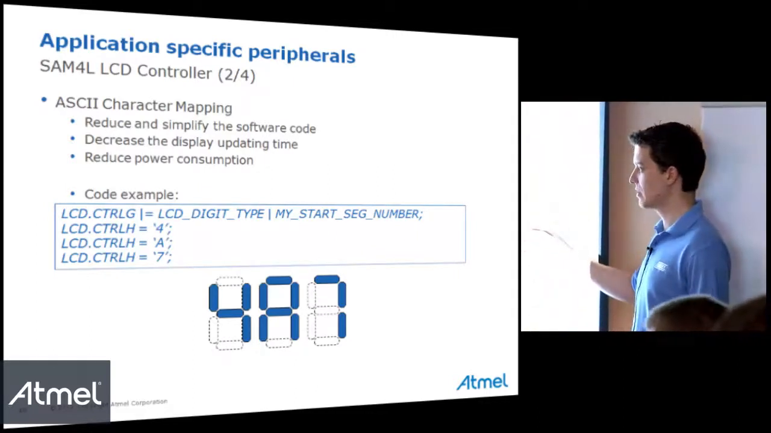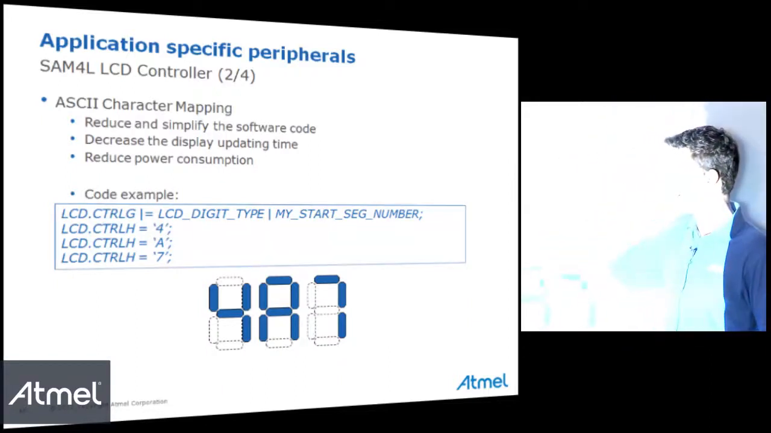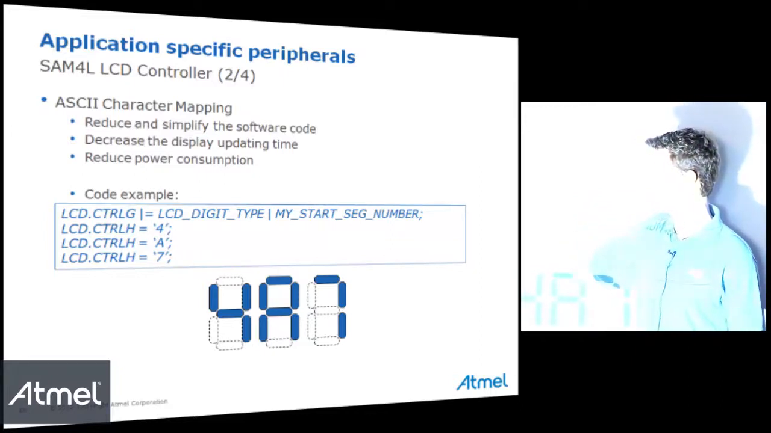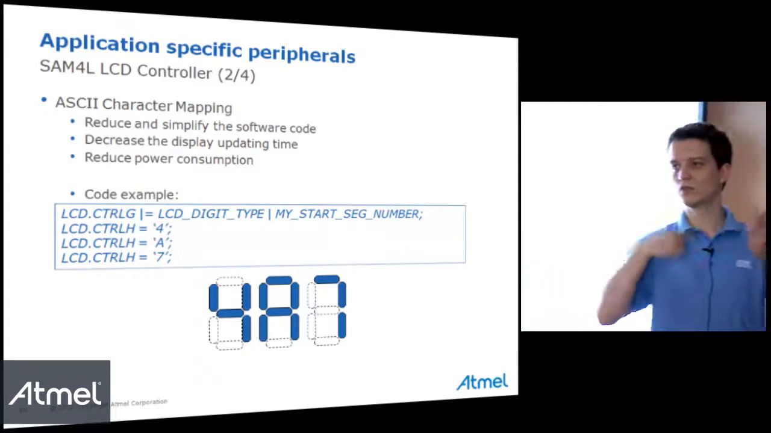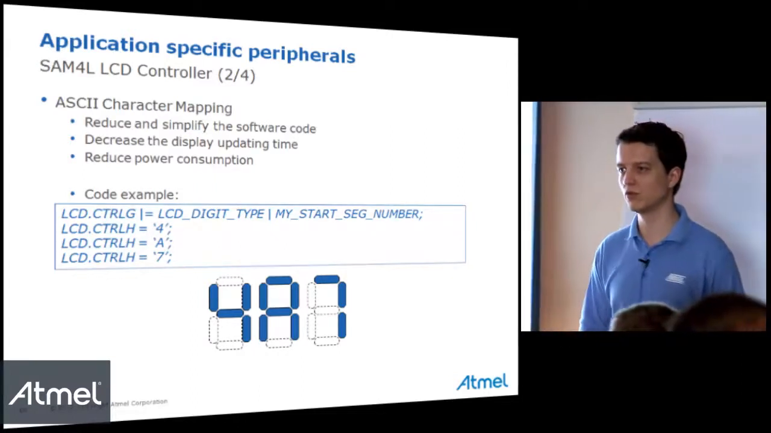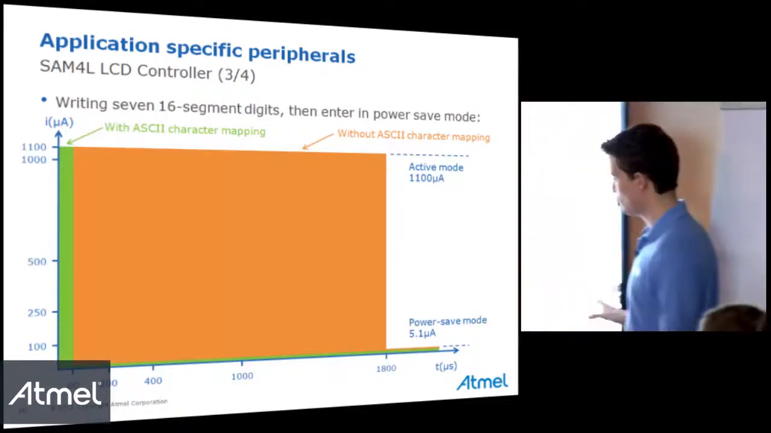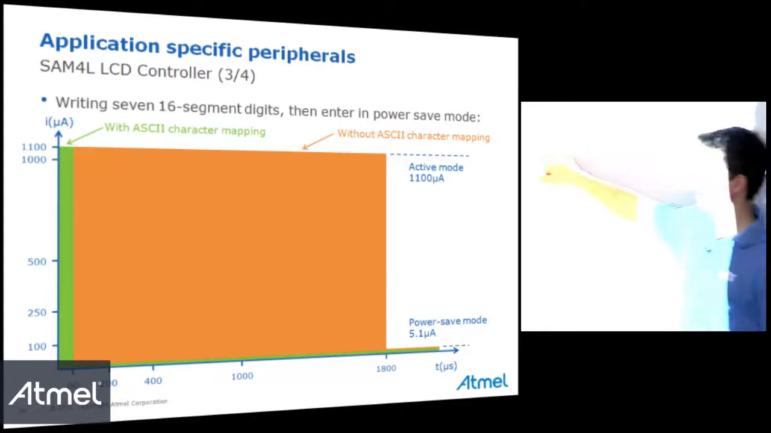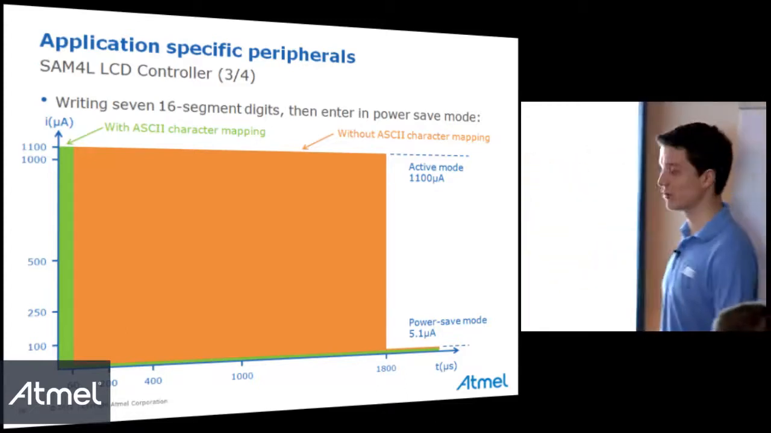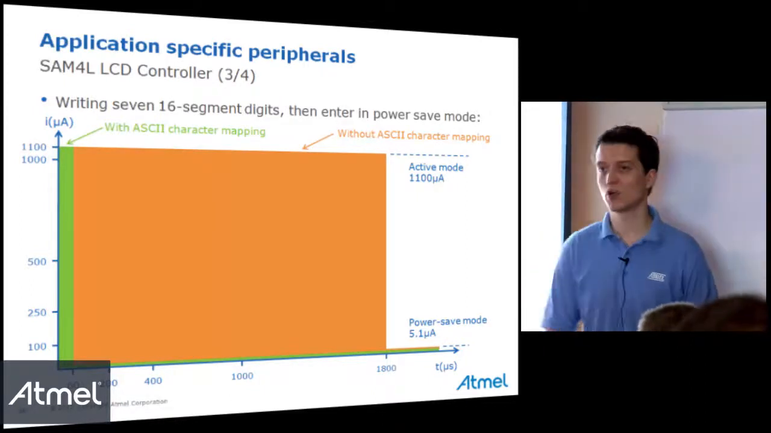So just for a code example, you just have to select the first segment that you want to use, then with the LCD controller just call the correct ASCII character. Then if I select this segment, it will display 4A7. No need to go to a specific lookup table and check what is the segment I want to drive. It's really easy. In terms of software and power consumption, it will take less time to display an ASCII character, so you will be able to go back to power save mode much more quickly. So you will gain in power consumption.